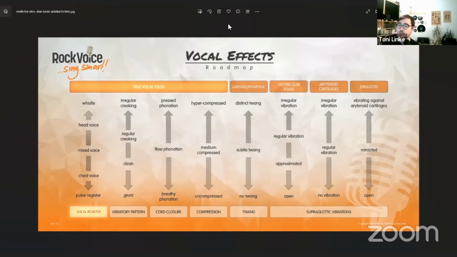But we decided to split this spectrum of possible coordinations into 5 categories, namely pulse register, and you can hear why it's called pulse register. You might also know it as fry, but as you're going to notice, fry is being used for many sounds. So this one, to avoid confusion, we call pulse register. It's very low in the range.